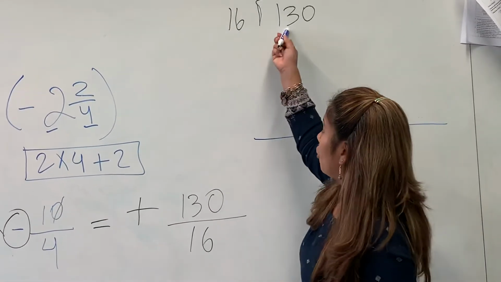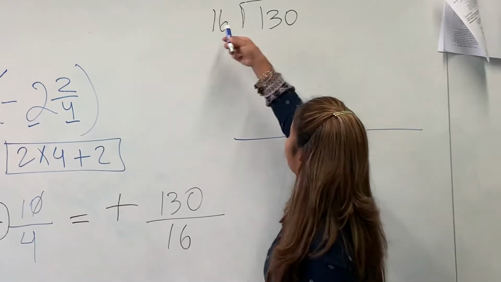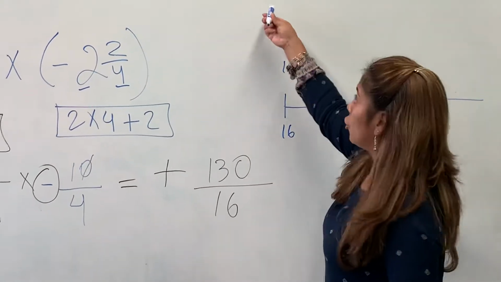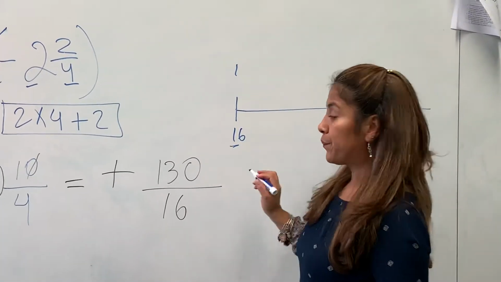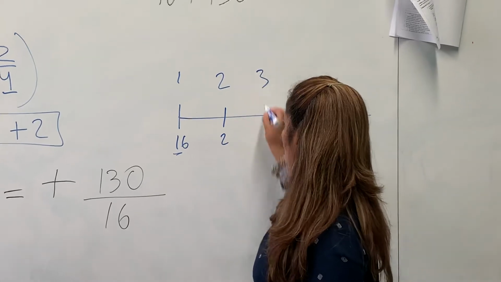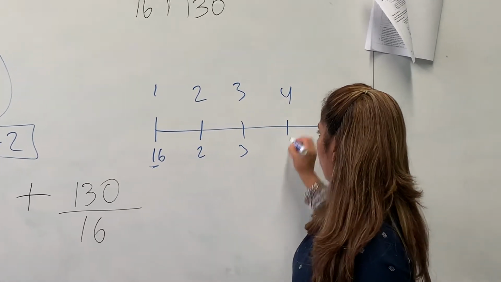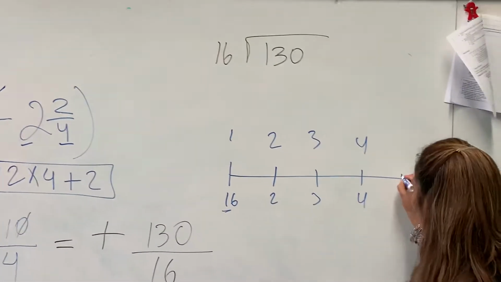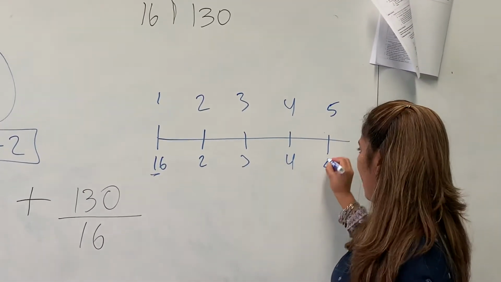Does 16 go into 13? It does not. So what I'm going to do is, at 1 times 16, I'm going to do first my times table of 1. 2 times 1, 2, 3 times 1, 3, 4 times 1, 4. I'm going to stop there because I want to get to this 130. I'm going to go ahead and do only one more, 5.